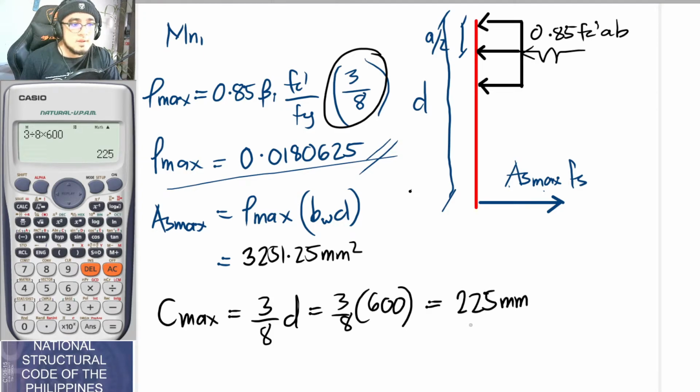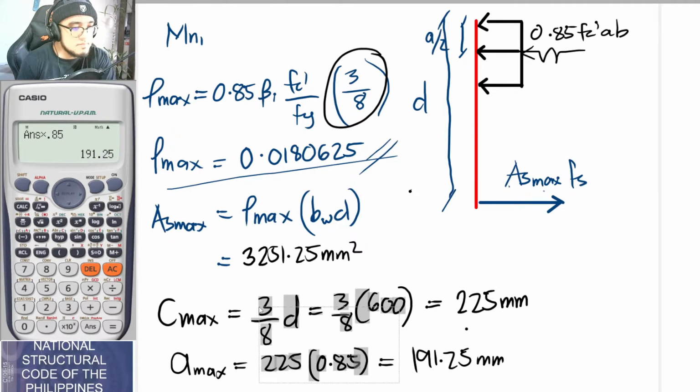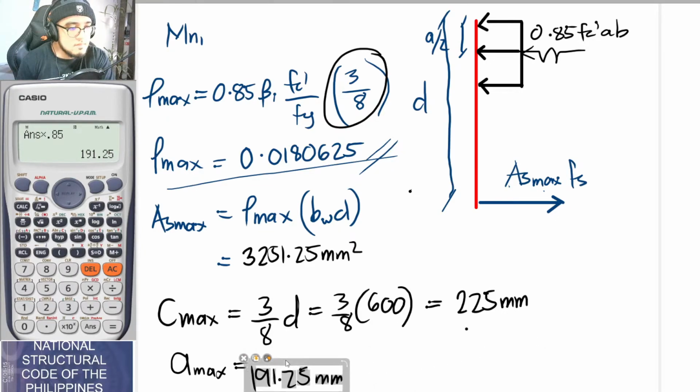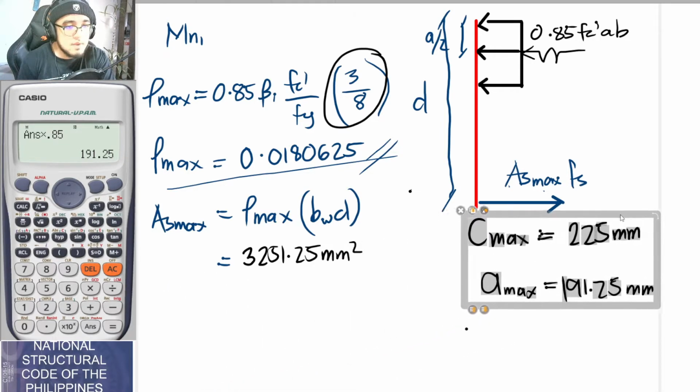Moving forward, for the value of your a, your a max is equal to 225 times beta 1. Beta 1 is 0.85, so 225 times 0.85. Our answer here is 191.25 mm. Erasing this first. Where can I place this? For a moment, I'll just be moving this here.